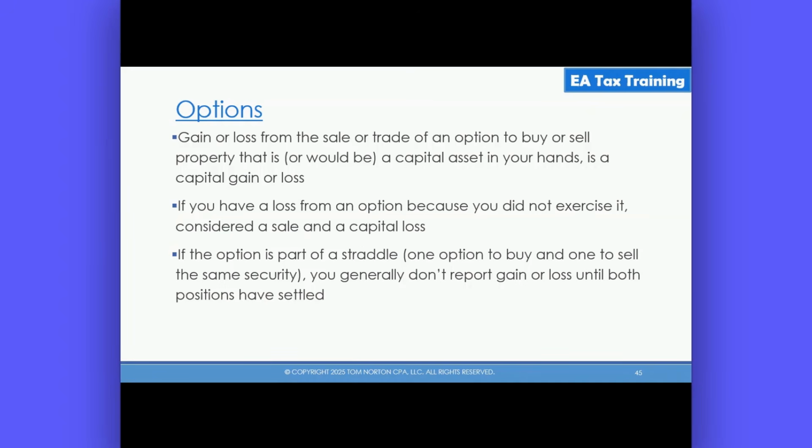If the option is part of a straddle, so this is an investment strategy, you buy one option to buy, one option to sell the same security, it limits your risk. You don't report either side of that, the buy option or the sell option. You don't report the gain or loss until both positions have settled. So maybe one option is for 3 months and the other option is for 4 months. You're not going to report either of those until the 4 months has gone by and both sides have settled.